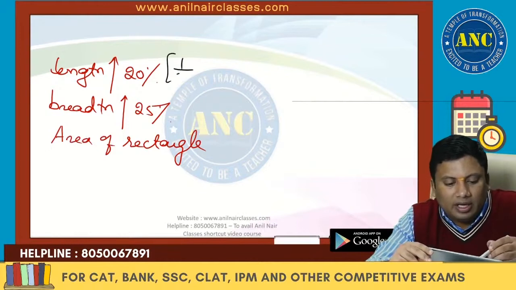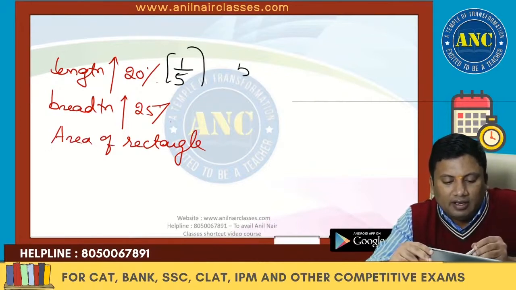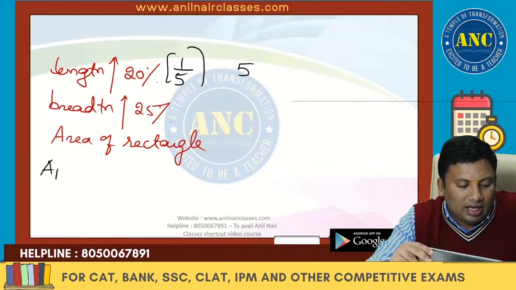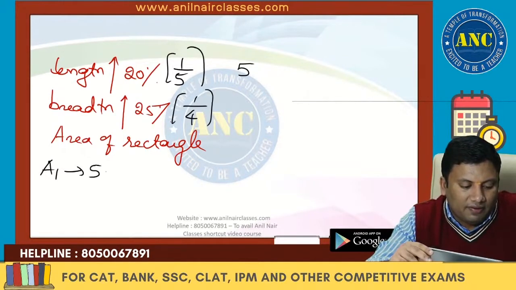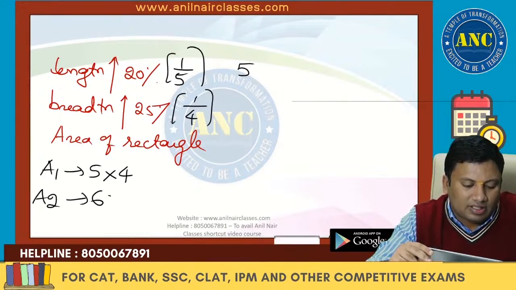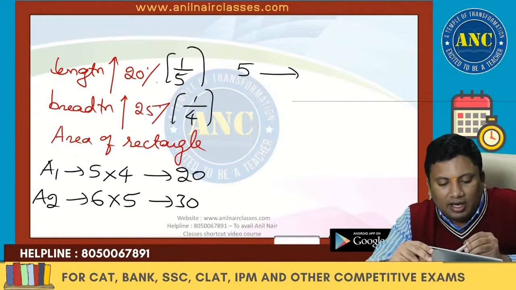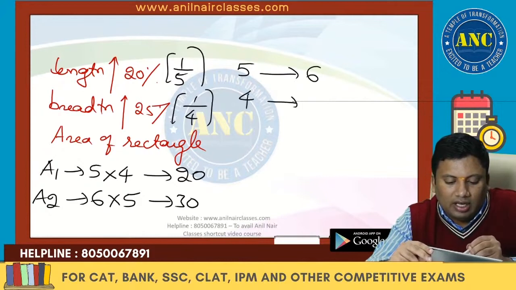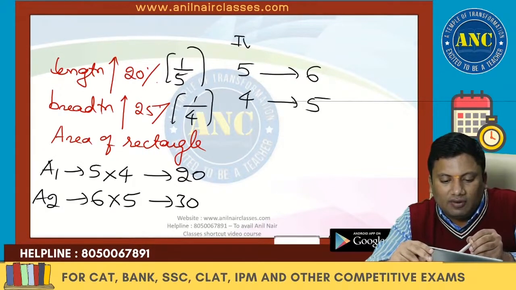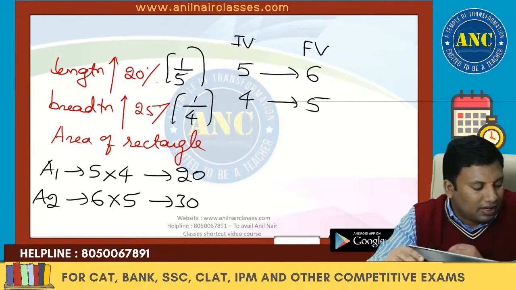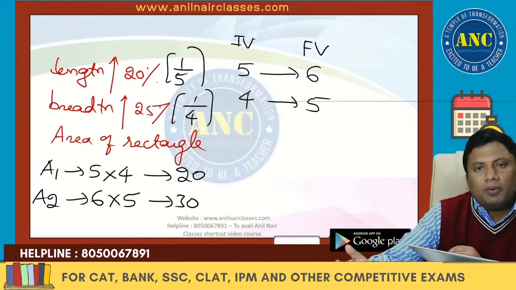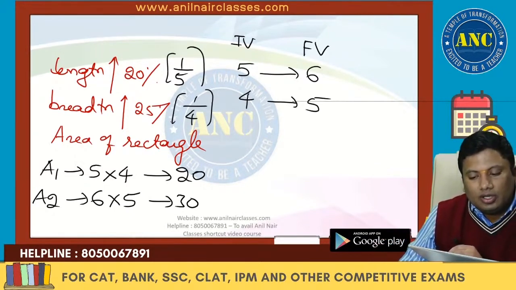If you missed the beginning: initially the area of the rectangle is 5 into 4, which is 20. Finally, 5 became 6 and 4 became 5, which is 30. 5 increases by 1 to 6, 4 increases by 1 to 5. This is the initial value and this is the final value. Then probably you should not get this doubt.